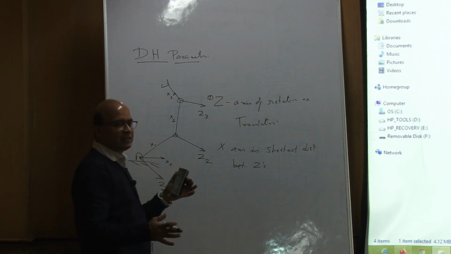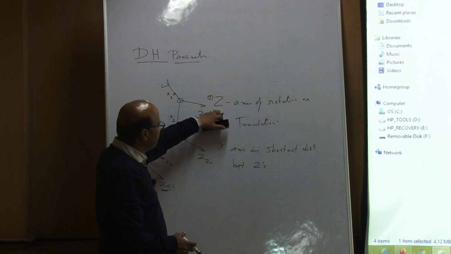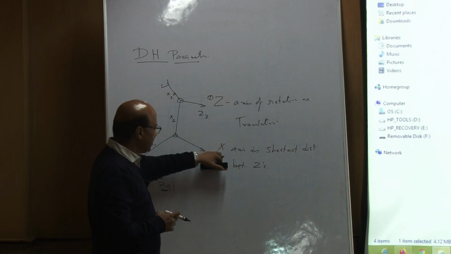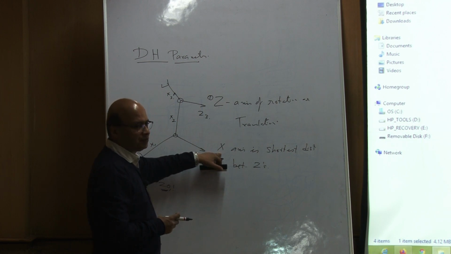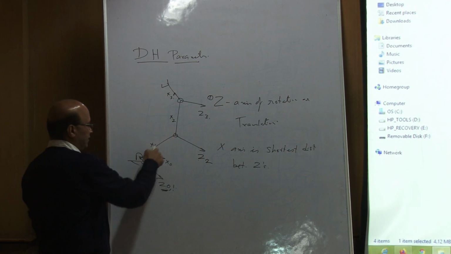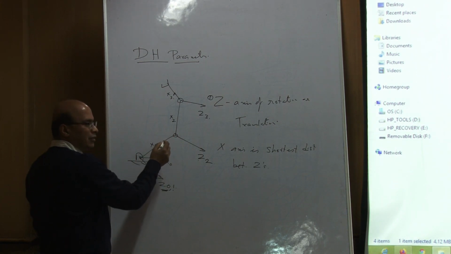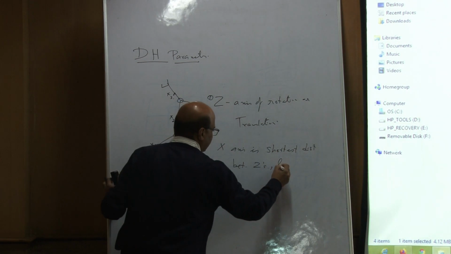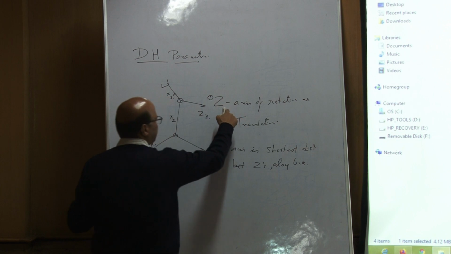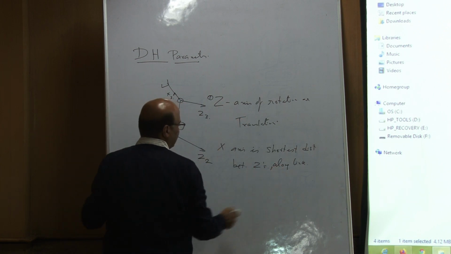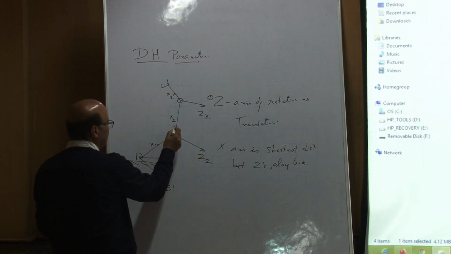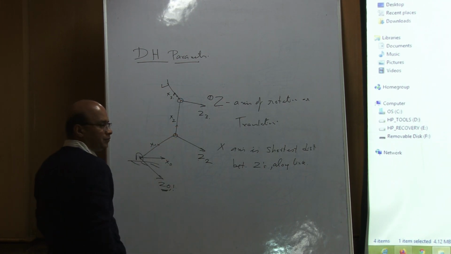So there are only 2 rules, nothing else. The first rule says the z axis is the axis of rotation. So in this case, on the rotation axes, I put my z's. Then it says the x axis is the shortest distance between z's. So it is the perpendicular distance between z's. In this case, the perpendicular distance between these is this. So normally it is along the link only. My z axis is the axis of rotation, and x will be along the link. The first x can be anywhere. The second one is along the link. It is the shortest distance also.